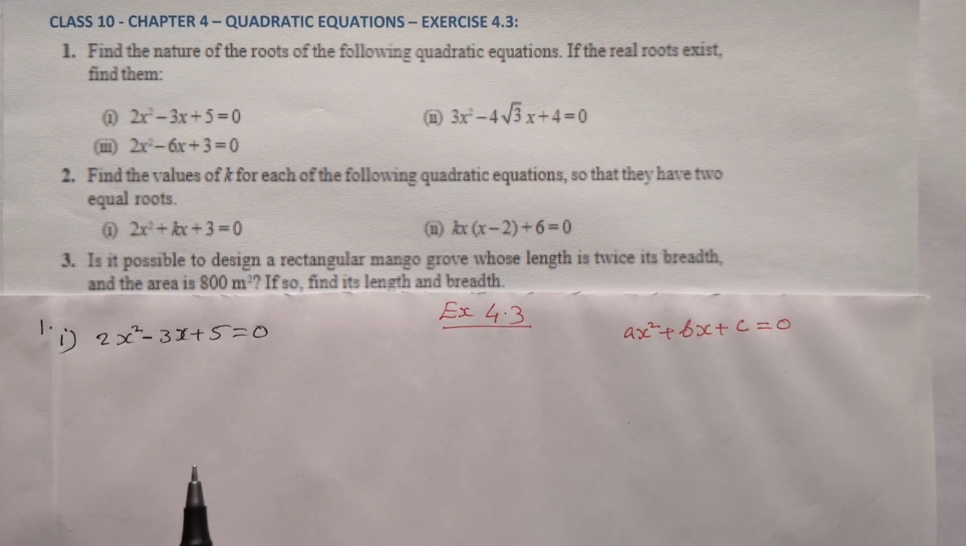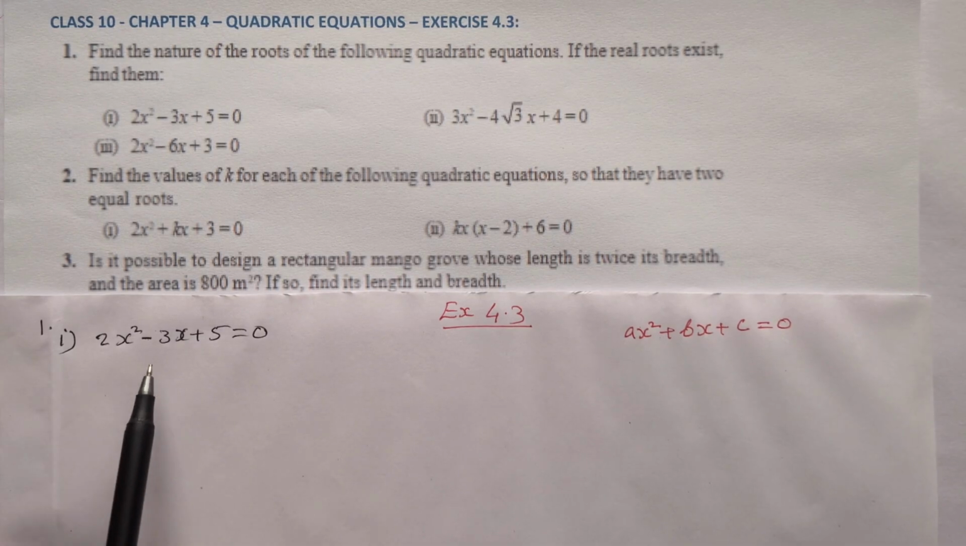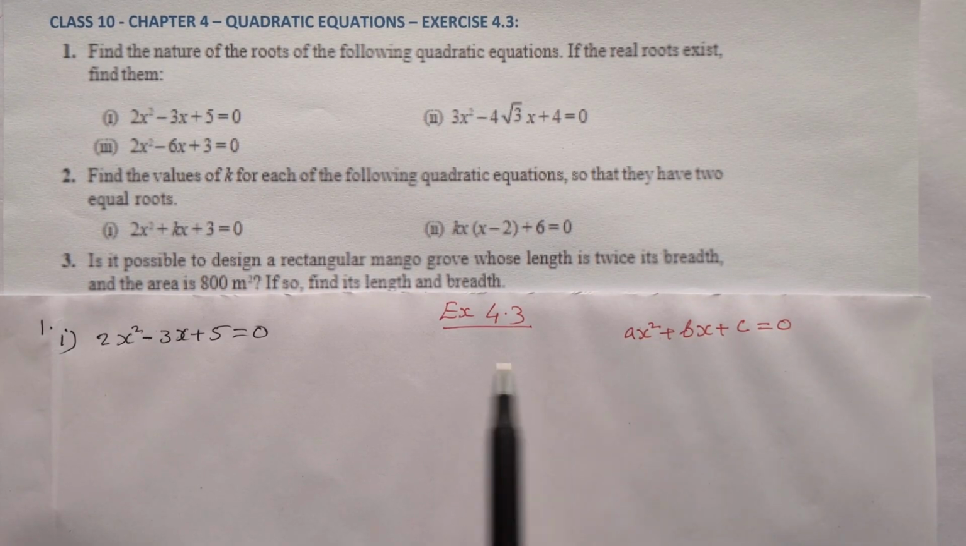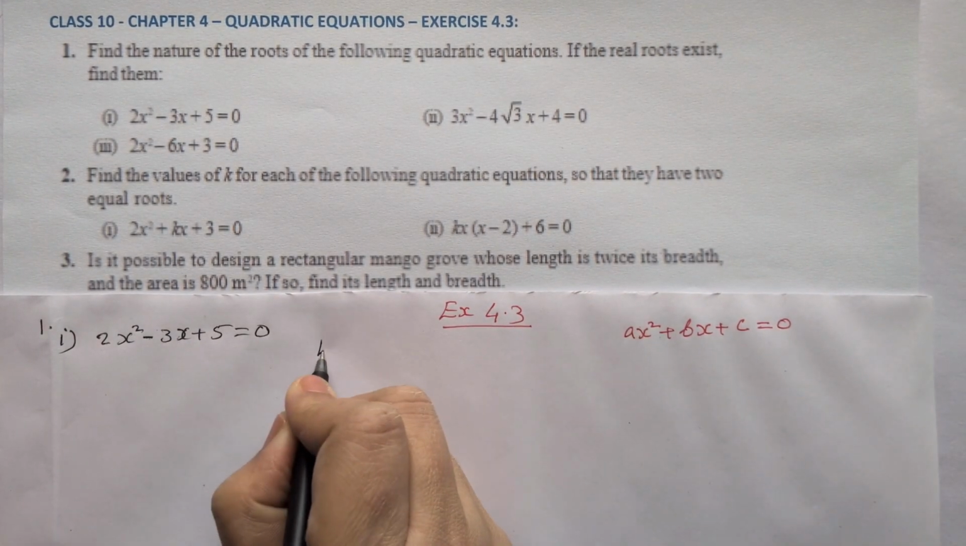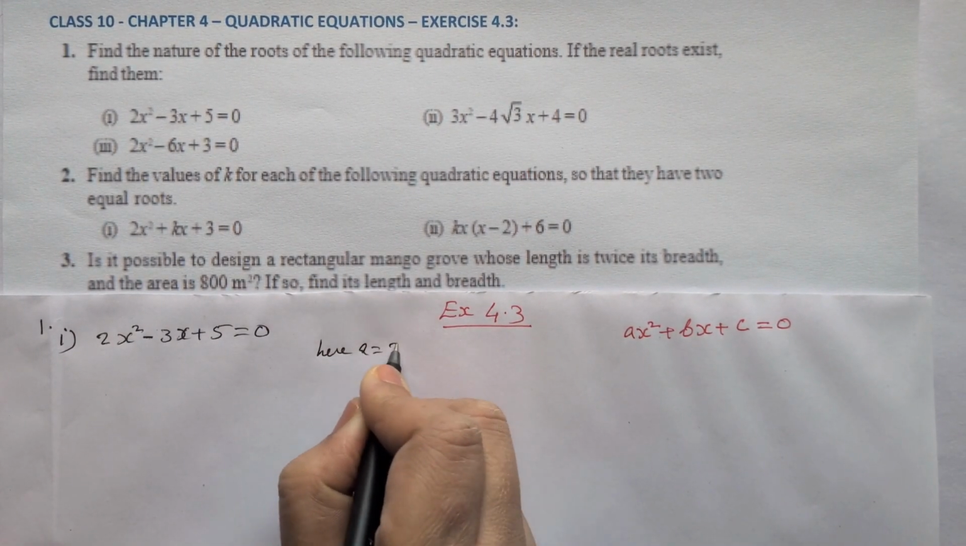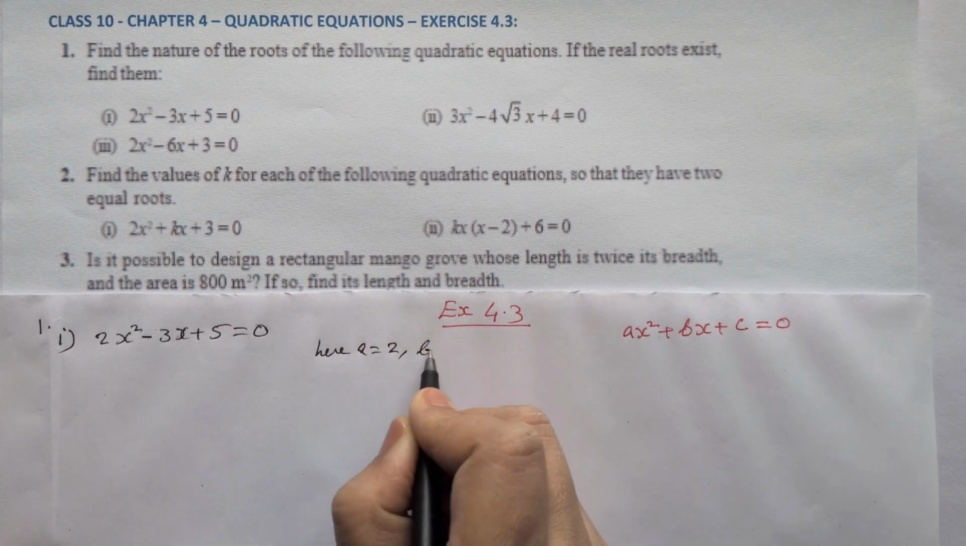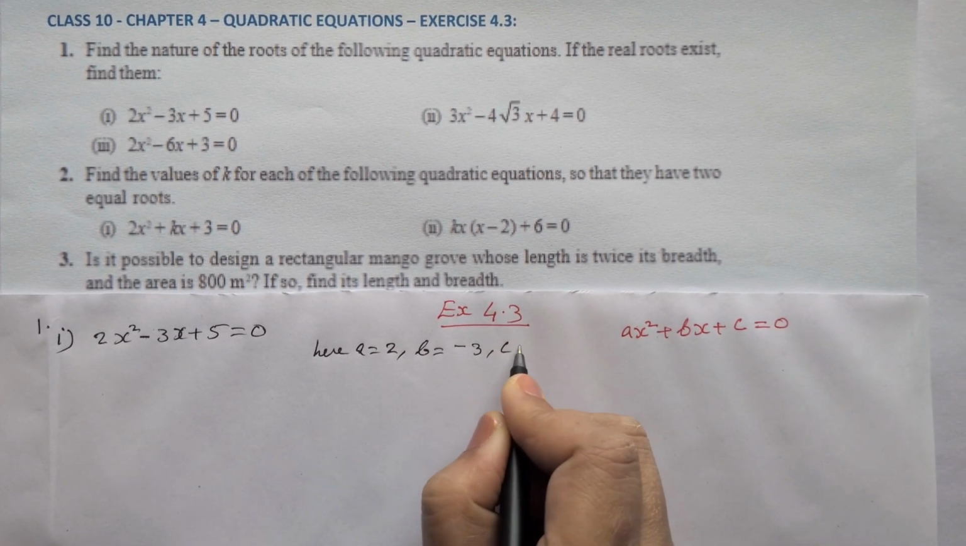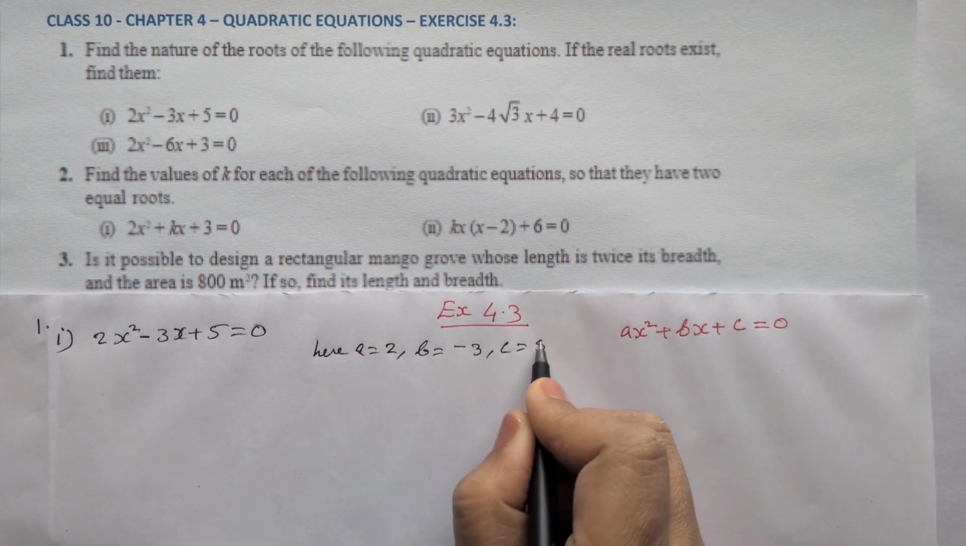Exercise 4.3. First question, find the nature of the roots of the following quadratic equations. If the real roots exist, find them. First one, 2x² − 3x + 5 = 0. We can compare with the general format. Here a is equal to 2, b is equal to the coefficient of x, that means −3, and c is equal to 5.